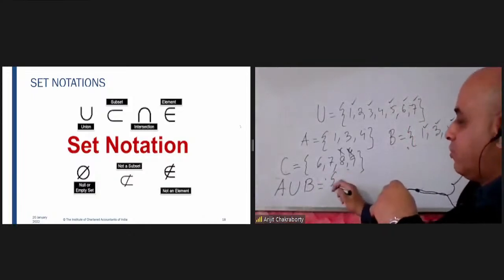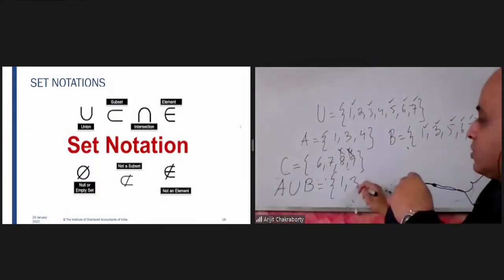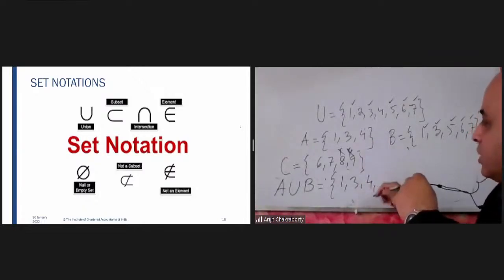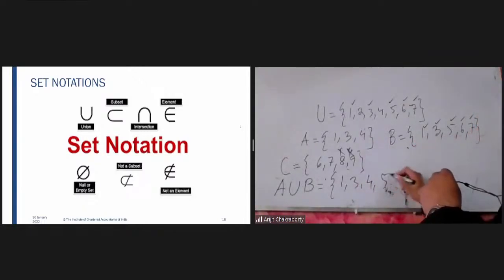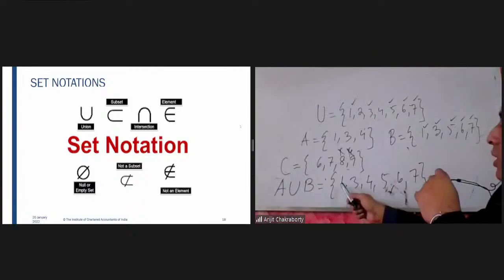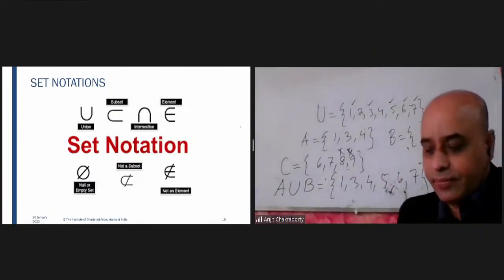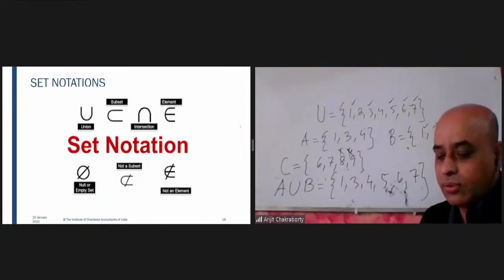A union B will be: 1 comes, 3 is there, 3 comes here, 4 I take, 5 I will take, 6 I will take, 7. So 1, 3, 4, 1, 3, 5, 6, 7. So the union becomes 1, 3, 4, 5, 6, 7. Please do it with me. 1, 3, 4. Yeah, thank you.